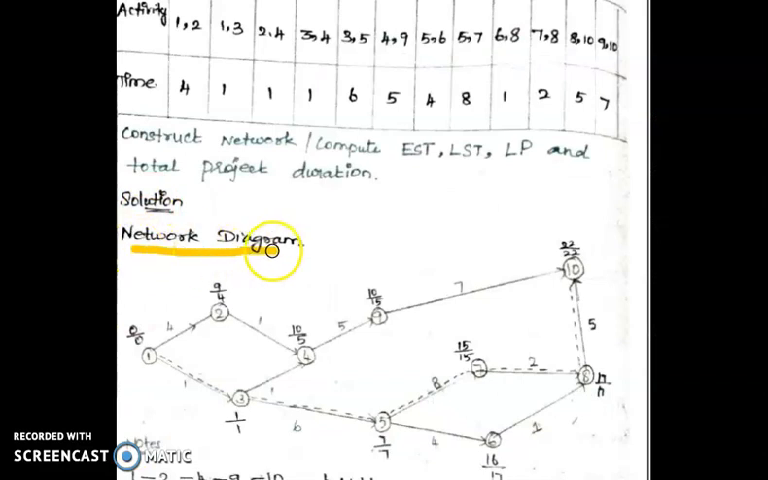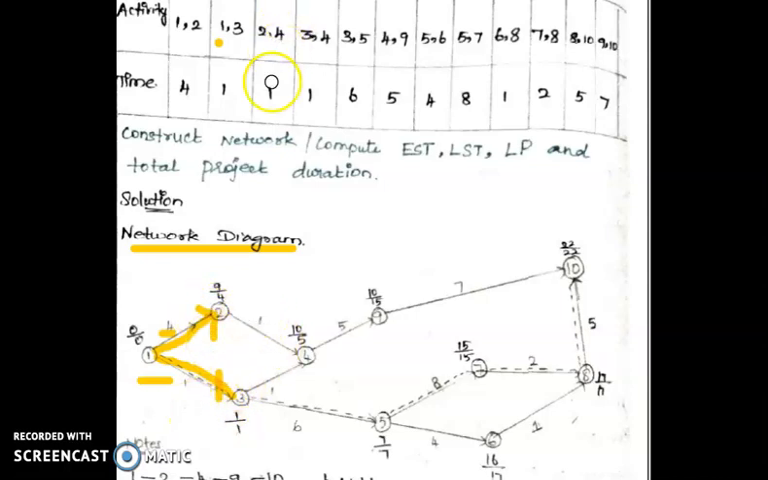To draw the network diagram, first is activity 1 to 2. The starting node is 1 and the completion node is 2, so we draw 1 to 2 with duration 4. Next the activity is 1 to 3. The starting point is 1, the ending point is 3, so we draw 1 to 3 with a directed arrow. The third activity is 2 to 4, with value 1, and 3 to 4, with value 1.